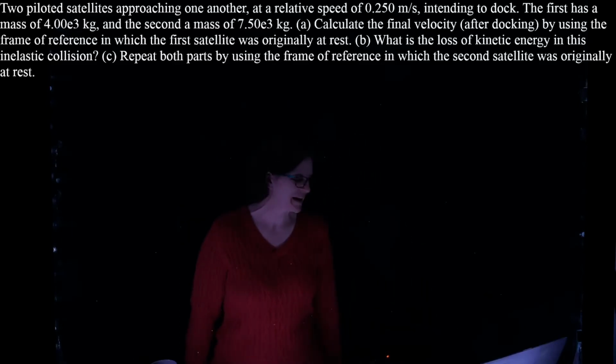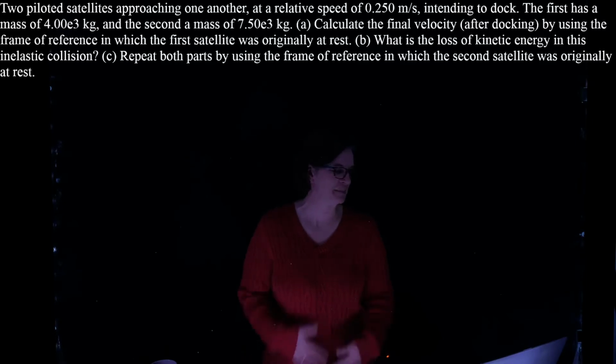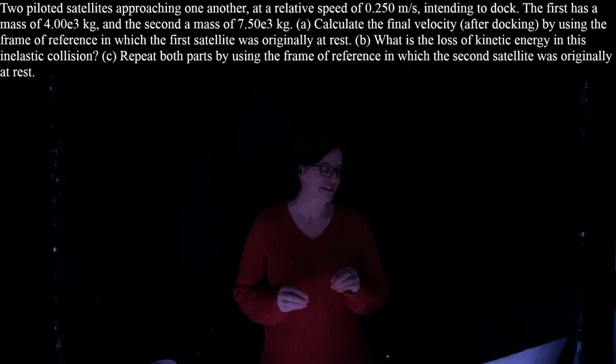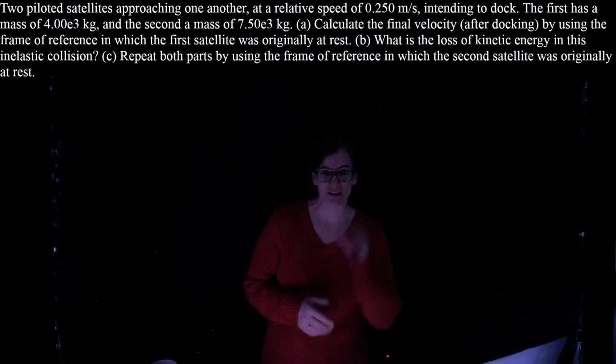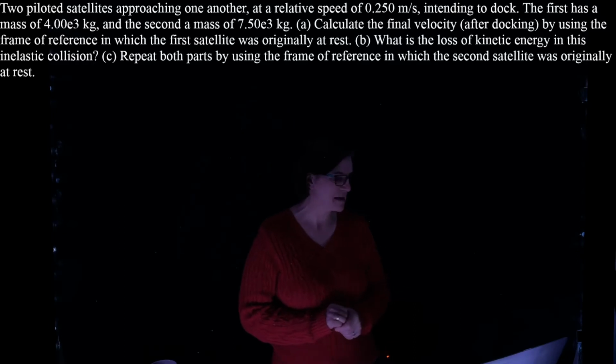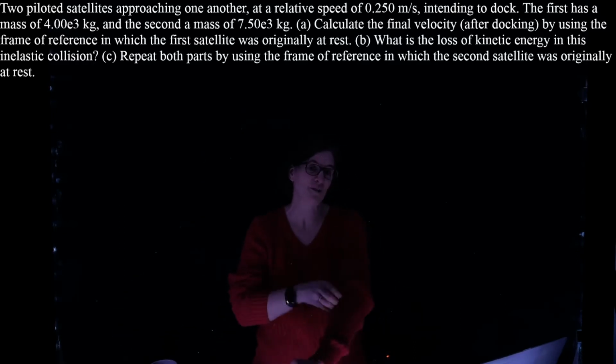All right, this practice problem reads: two piloted satellites approaching one another at a relative speed of 0.25 meters per second intend to dock. The first has a mass of 4 times 10 to the third kilograms, and the second has a mass of 7.5 times 10 to the third kilograms. We want to calculate the final velocity after docking of these two satellites.